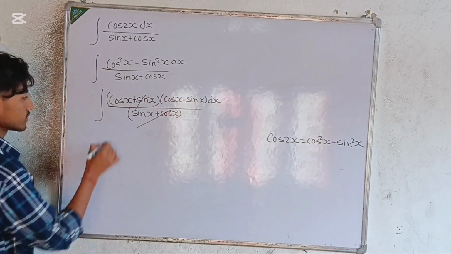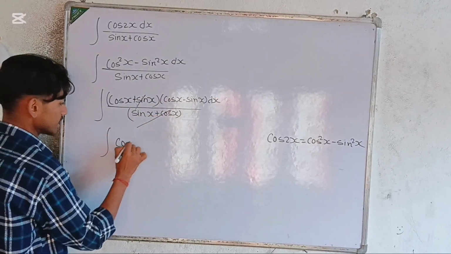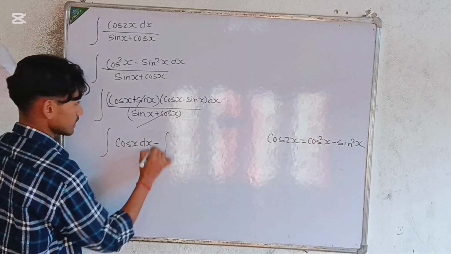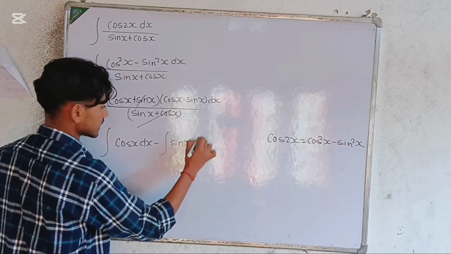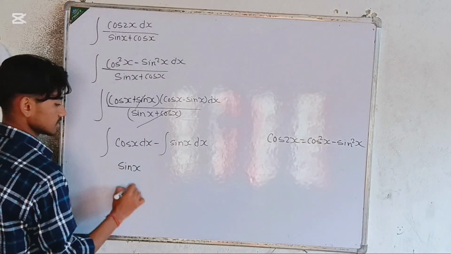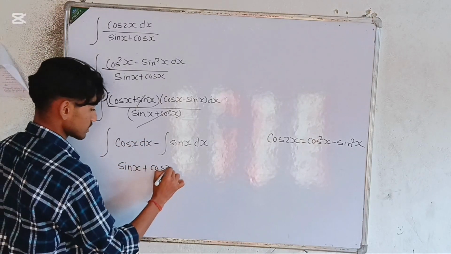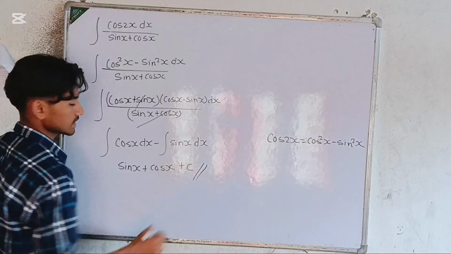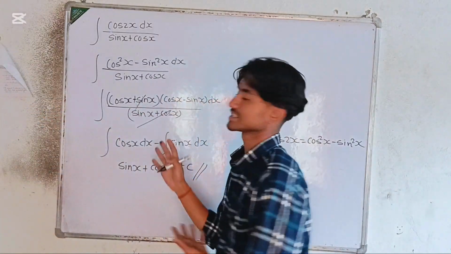The terms are going to cancel out, and this is quite an easy integral. Everybody knows how to integrate this. It is going to be sine of x plus cosine of x with some constant c. So this is an easy integral.